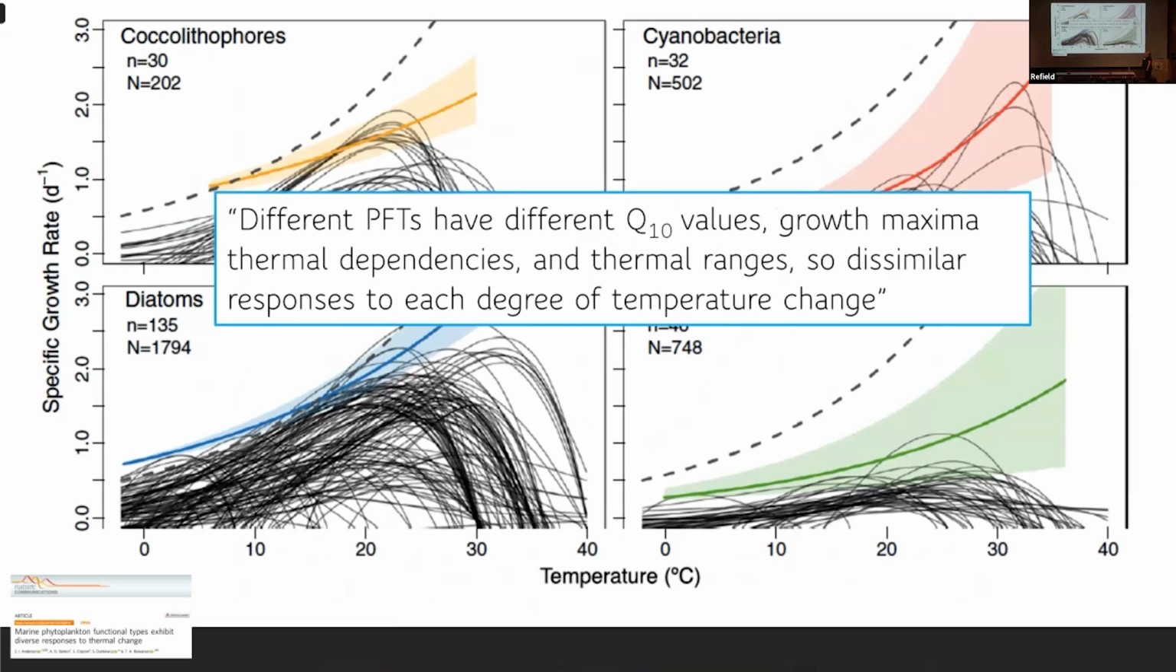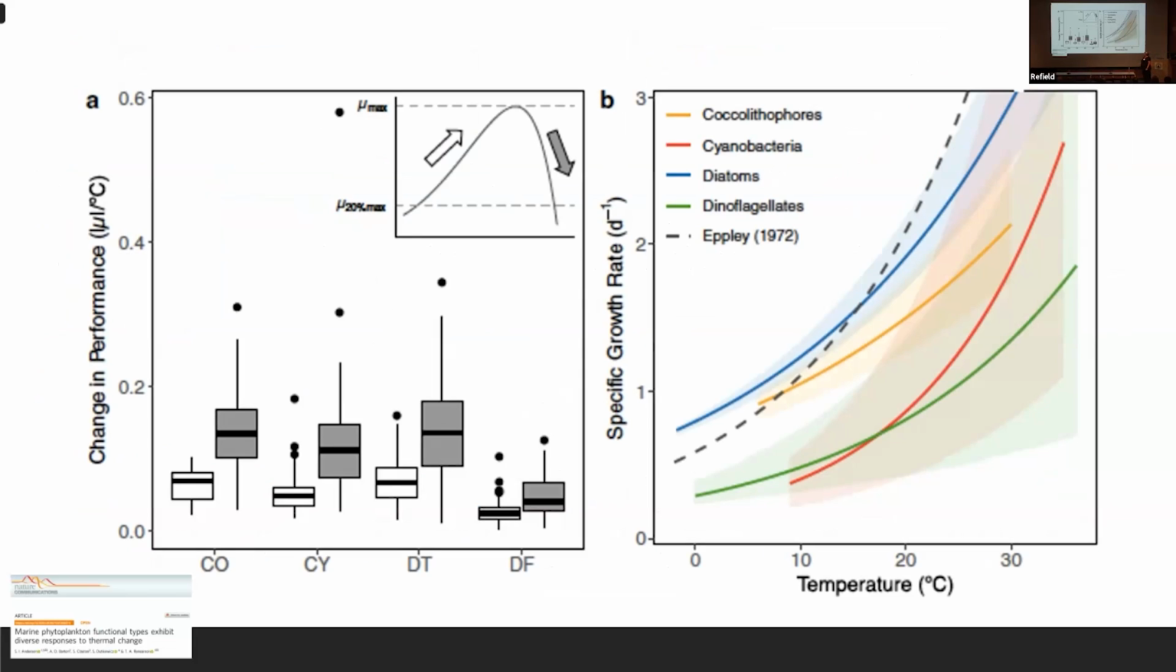And from the data analysis part, they determined these different phytoplankton functional types have very different Q10s, very different thermal dependencies, very different thermal ranges. Look, I'm getting so excited, I'm breathless. Okay, so they will not respond similarly to a degree in change of temperature, all right?